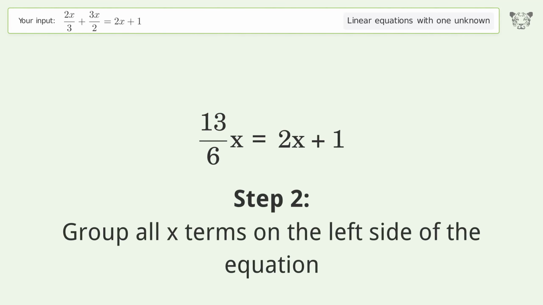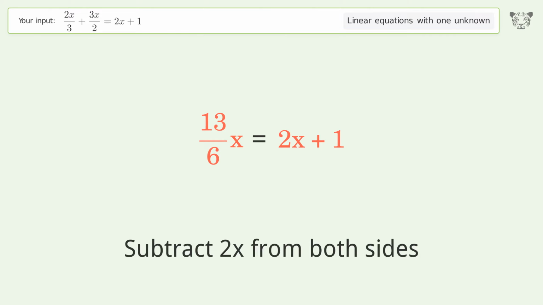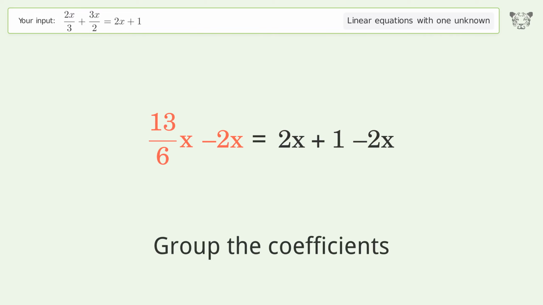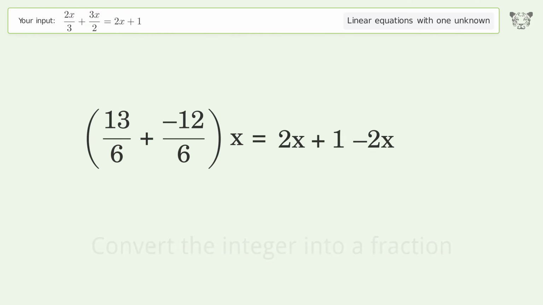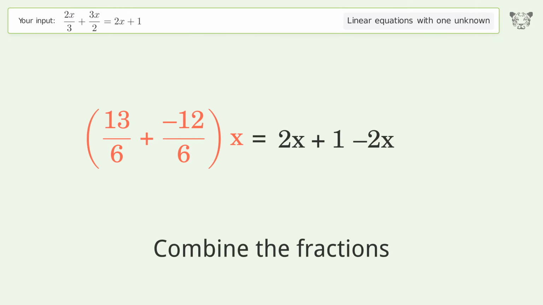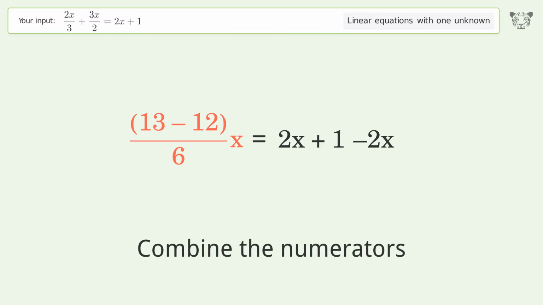Group all x terms on the left side of the equation. Subtract 2x from both sides. Group the coefficients. Convert the integer into a fraction. Combine the fractions. Combine the numerators.